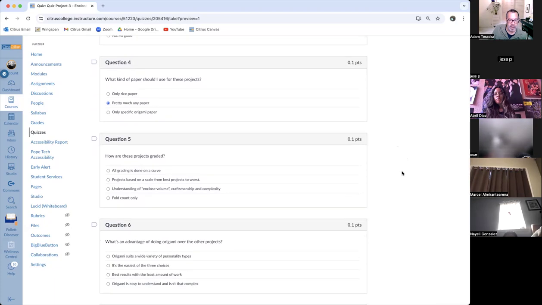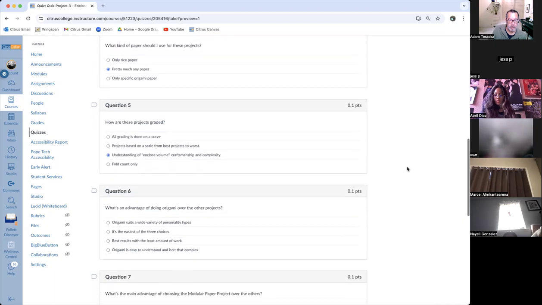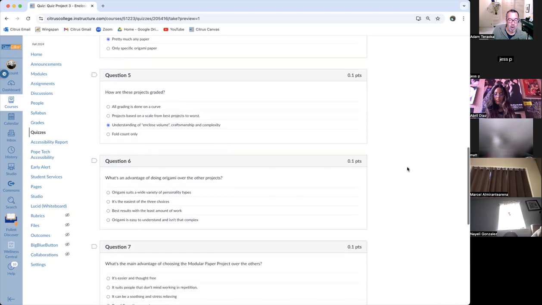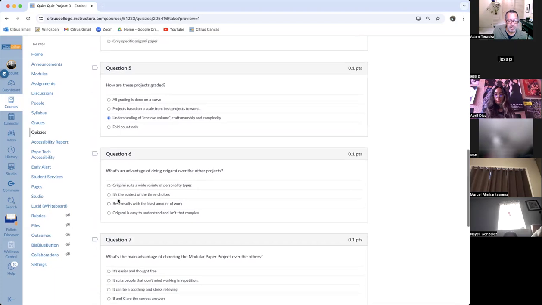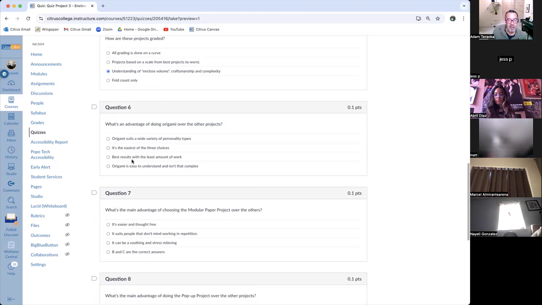How are these projects graded? Understanding of enclosed volume, craftsmanship, and complexity. What's an advantage of doing origami over the other projects? It's the easiest of three choices. No. Origami suits a wide variety of personality types. That sounds right. Best results with the least amount of work. No, that's not it.